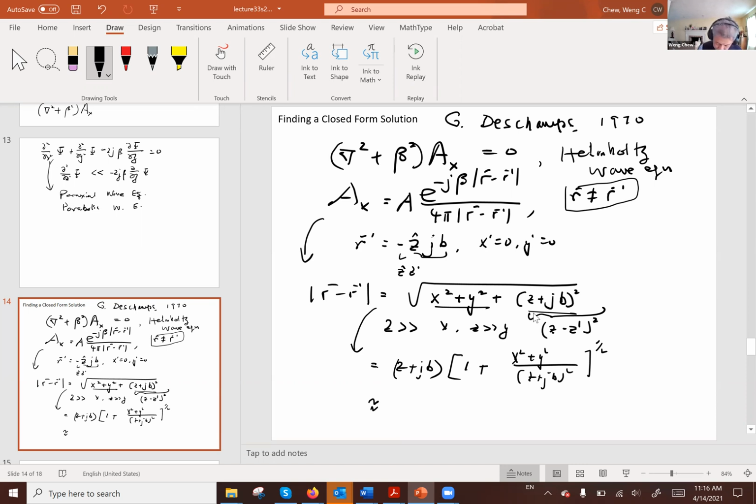And then you can show that this can be written as 1 plus x squared plus y squared divided by 2 times z plus jb. Okay, by doing the Taylor series approximation. The moral of the story is that when I make the paraxial approximation to this equation, this approximate solution must be the solution to the paraxial wave approximation of this equation. Hence, I can find a closed form solution to the paraxial wave equation by using this trick.